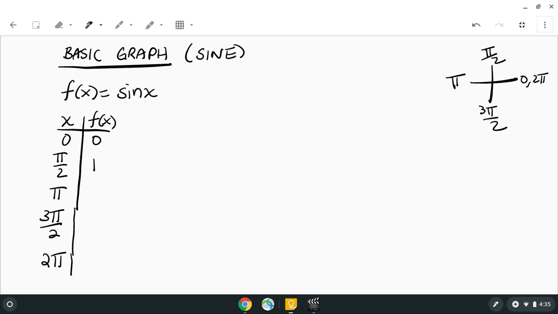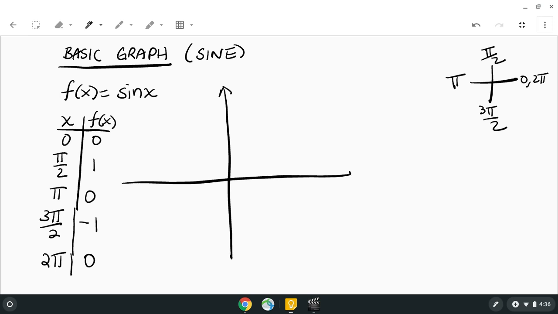And let's see if you remember what the sine values are for all of these. Sine of 0, 0. Sine of pi over 2, 1. Sine of pi, 0. Sine of 3 pi over 2, -1. And sine of 2 pi back to 0. And then we repeat these again, even if I keep going around and around and around.